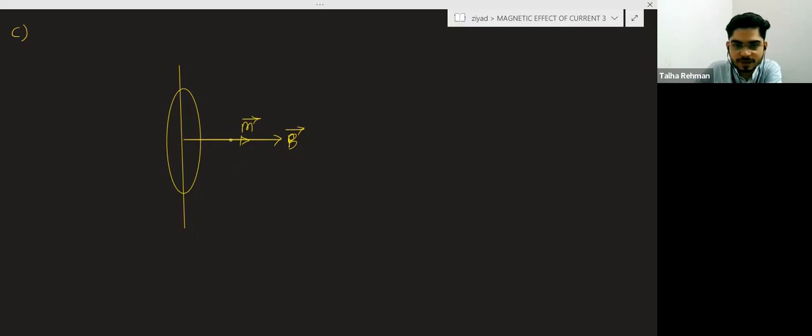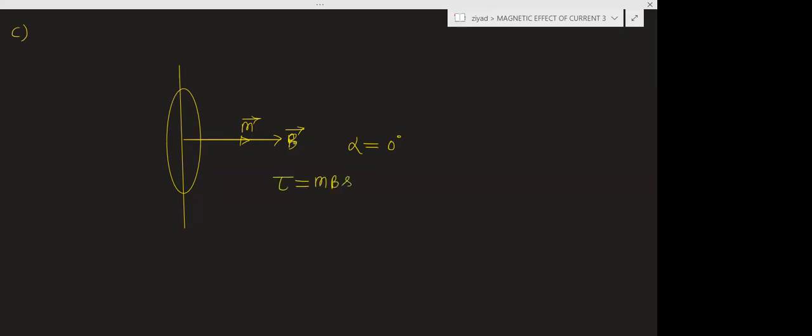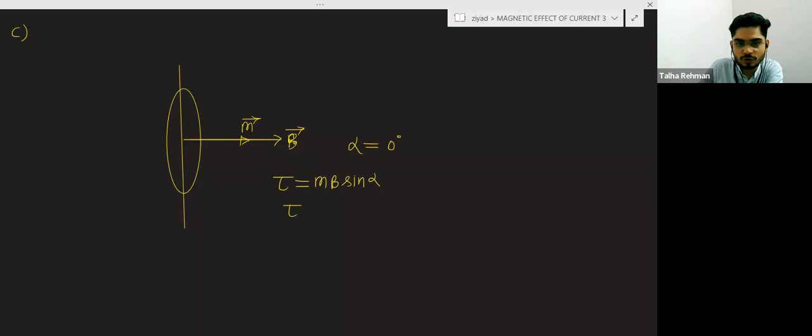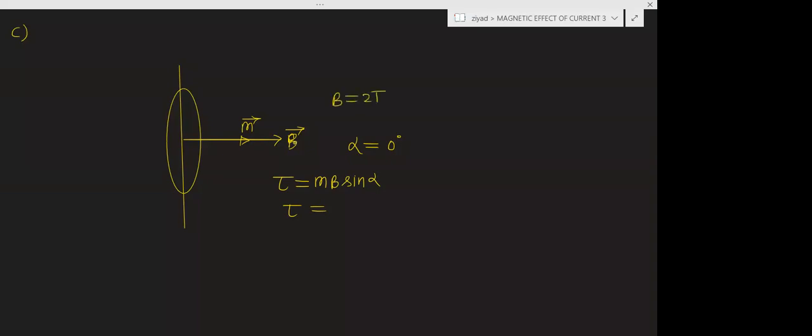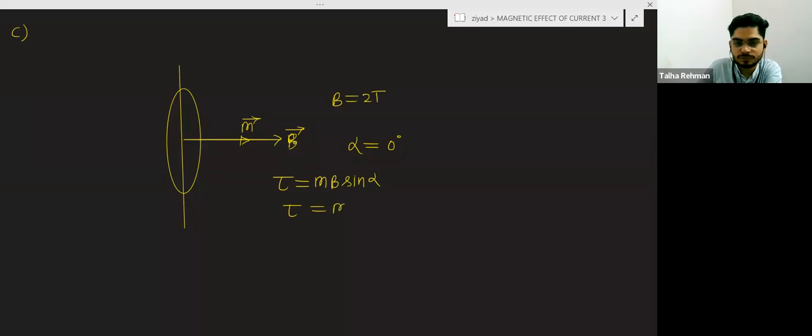So here what will be alpha? 0 degree. What is alpha? Alpha is the angle between the magnetic moment and the magnetic field. For calculating the torque, we have the formula mB sin alpha. So torque will be magnetic moment times the magnetic field of 2 Tesla times sin alpha, but sin 0 is 0. So you put alpha as 0, and your torque will be 0 in this case.